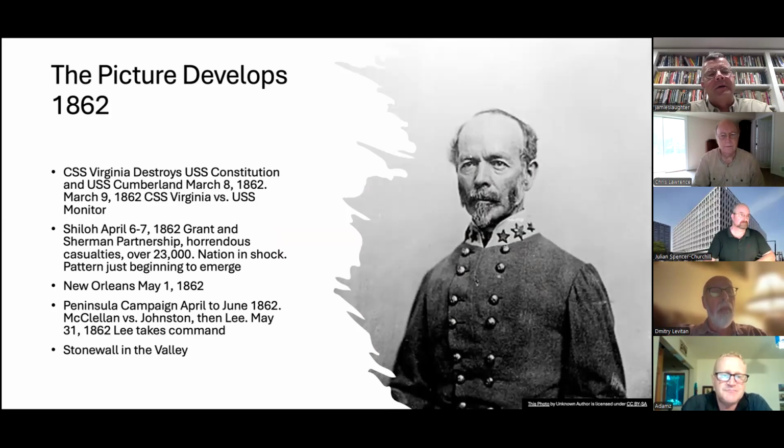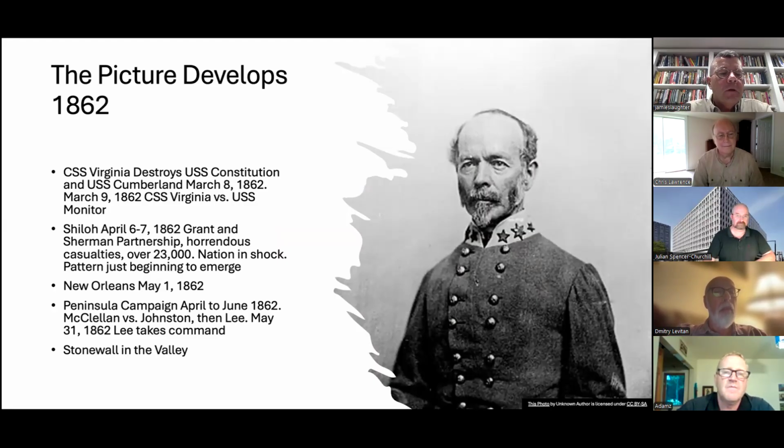And the Monitor is even more of a technological revolution than the Virginia, because it has the world's first revolving gun turret on a steam powered ironclad vessel. It is arguably the world's first modern battleship.